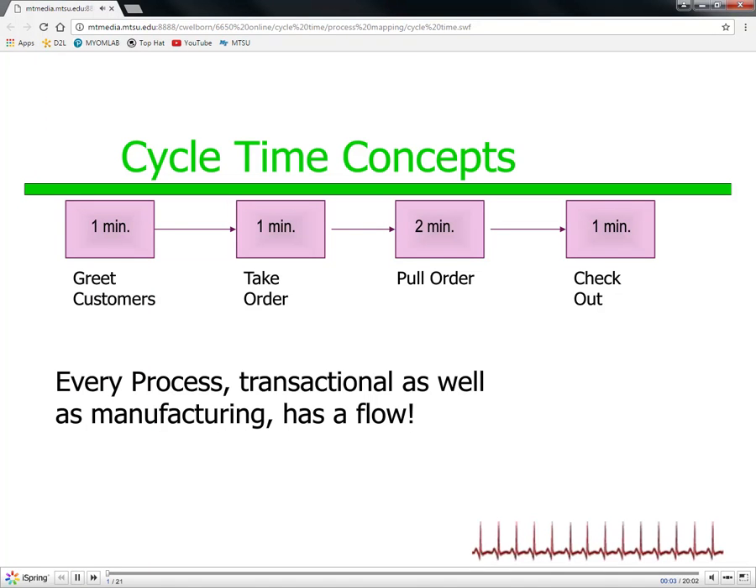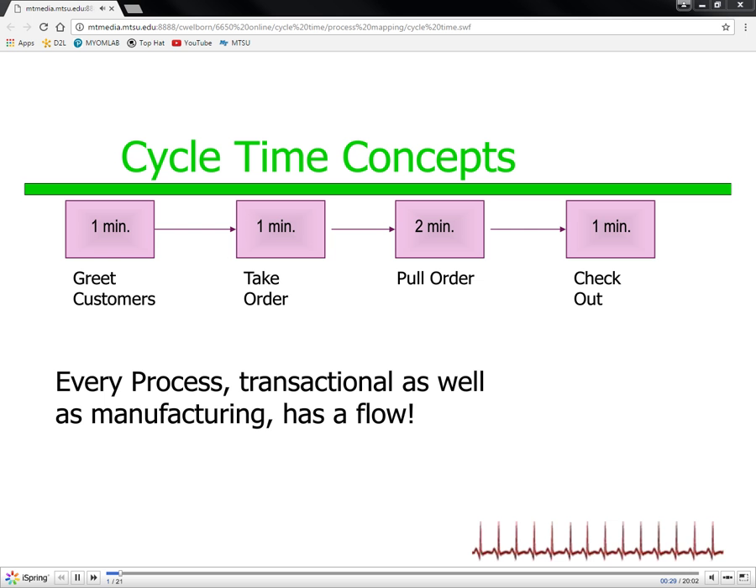Let's look at cycle time, and I think the first thing to keep in mind when we start talking about cycle time is to think in terms of process. We've already done a little bit of work with process flow and process mapping, or flow charting or value stream mapping, but try to think of everything that goes on in your business and in your personal life as a process. And every process just means there's a certain set of steps that has to happen.